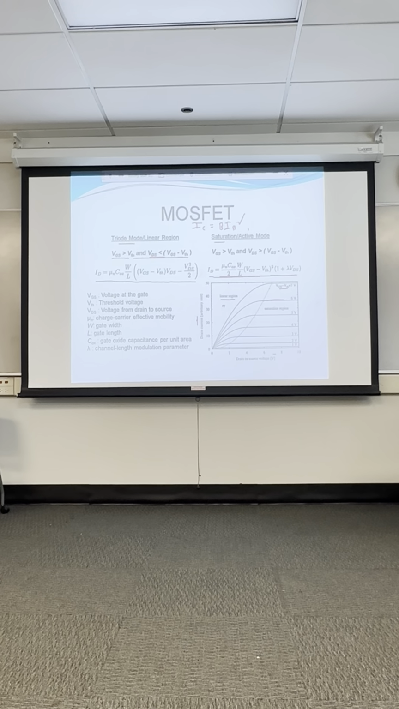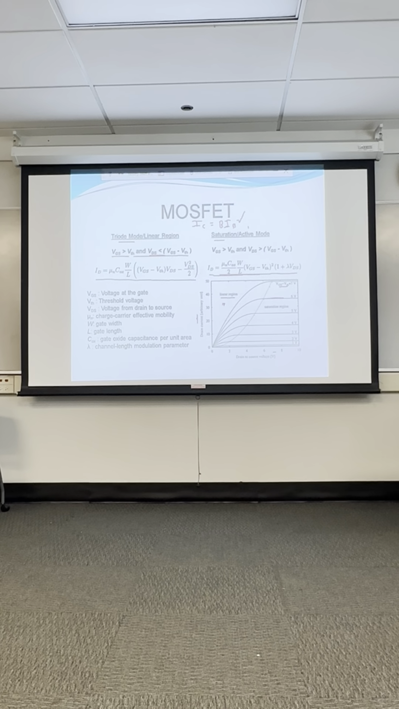Let's see. All right, remember our quadratic equation? On the saturation or active mode, we have a square term, so we have two solutions? Two? When we square something here, you might read a quadratic equation.